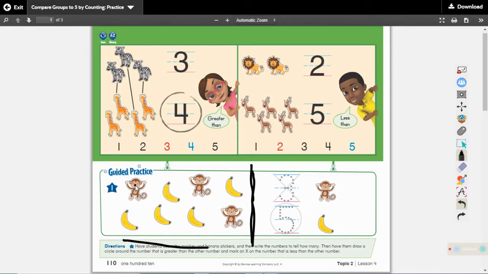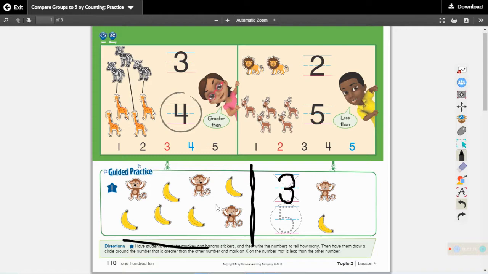Ready? 1, 2, 3. How many monkey stickles did we have? We had 3. Remember, when we write the number 3, it's around the tree and around the tree. That is how we make a 3.